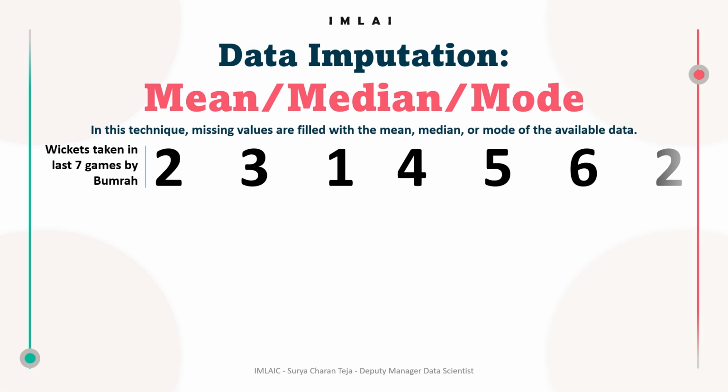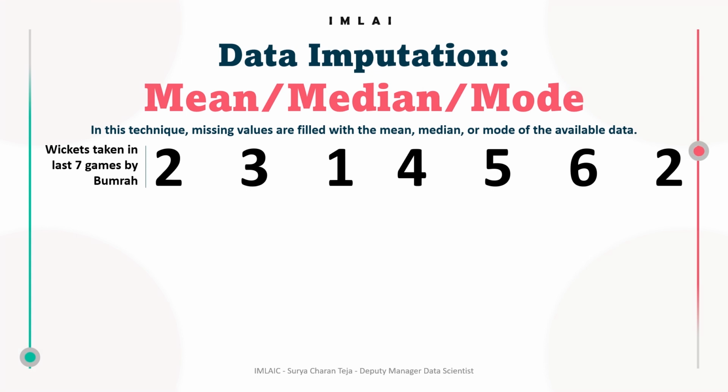The seventh game 2, the sixth game 3, the fifth game 1, the fourth game 4, the third game 5, the second game 6, and the first game is 2. That's the respective wickets taken in the respective cricket matches by Bumrah.